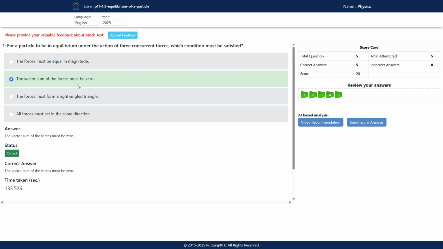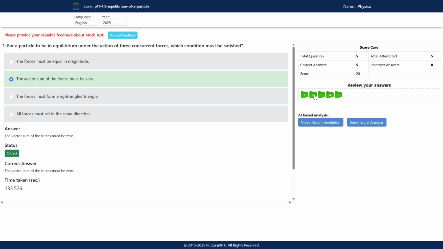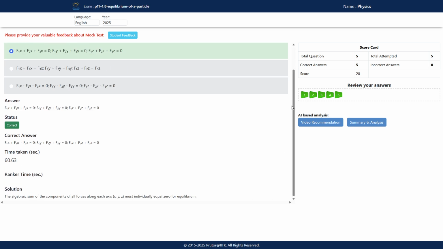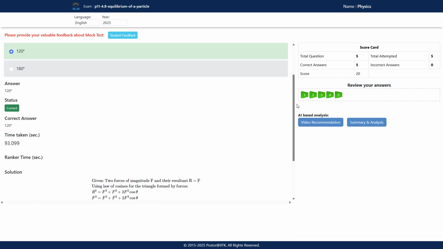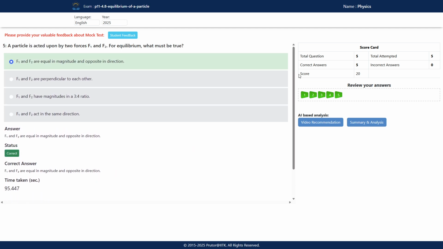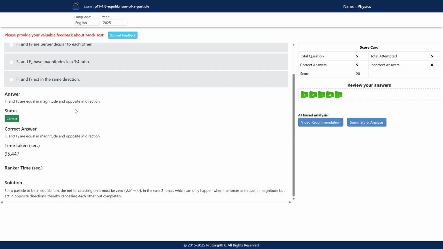So all questions are right and these are the solutions of question first, second, third, fourth, fifth. And if you have any doubt, please ask in any questions.